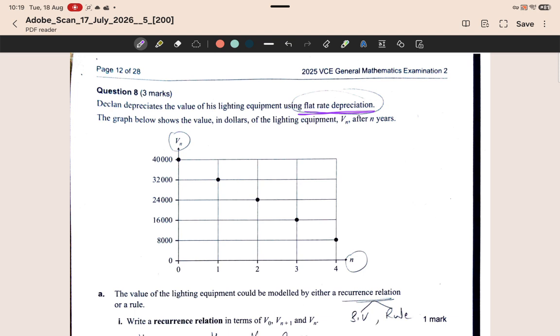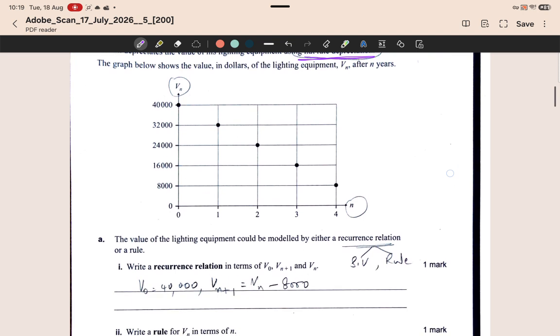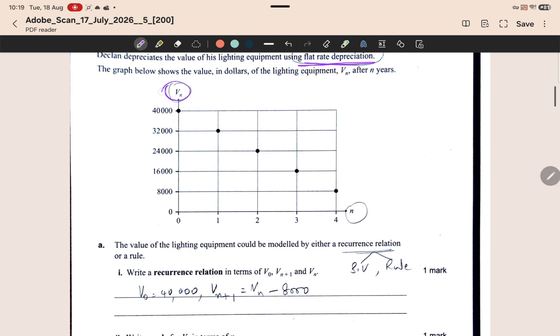Now this graph shows you the value of the lighting equipment after n years. So you've got to be mindful about what the graph is also showing you. The value of the equipment can be modeled using a recurrence relation or a rule. So the word relation can also be replaced by a rule. Now a recurrence relation consists of two parts, the starting value and the rule. Of course, some people write the rule and the starting value, but usually it's the starting value, comma, the rule.